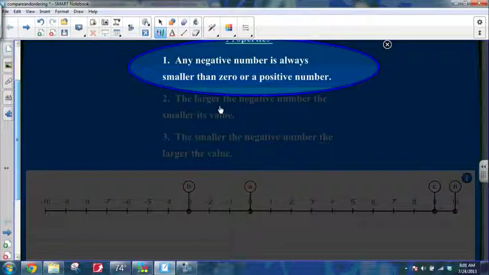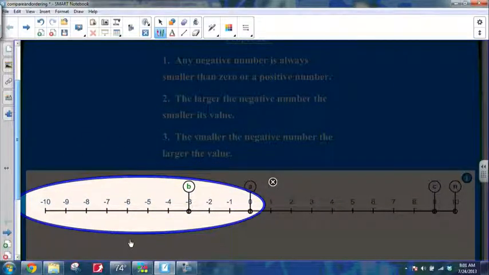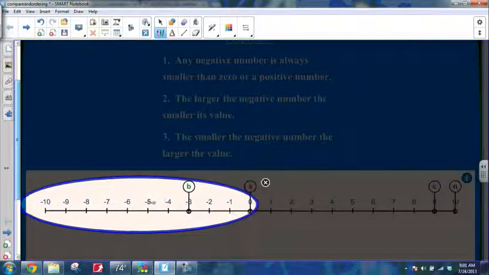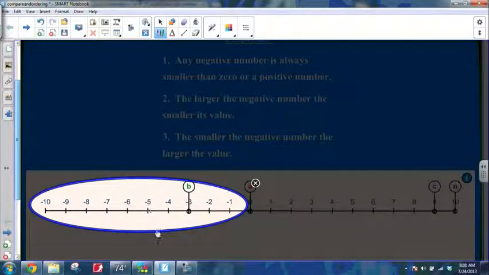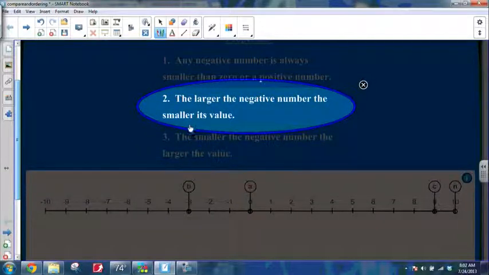The first property states any negative number is always smaller than 0 or a positive number. When we look on our number line, we see that all of our negative numbers are before 0 or any other positive number. So that means the value of these numbers are smaller than the values that are to the right of them.